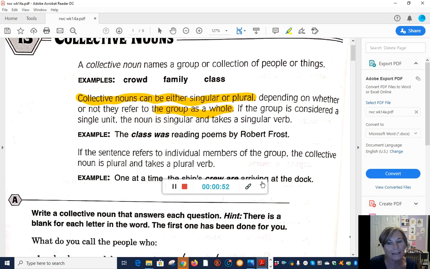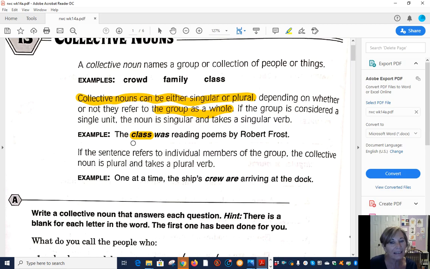So, for example, the class was reading poems by Robert Frost. The class is everybody doing the same thing. So the verb is the same as if it was a singular verb. They were reading poems. They are acting as one. They're all doing the same thing.